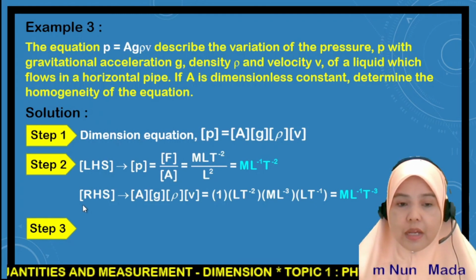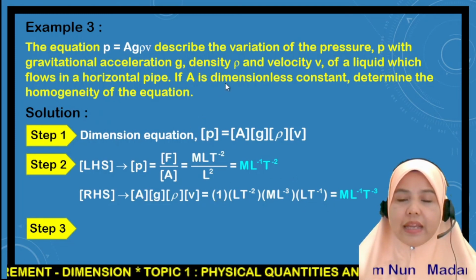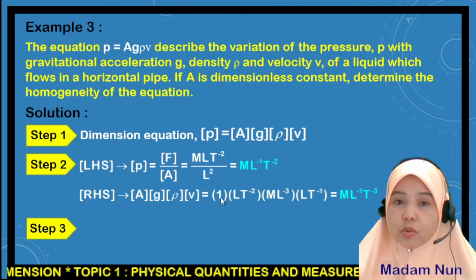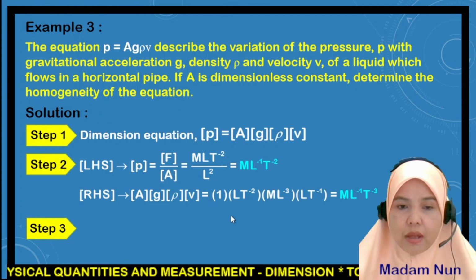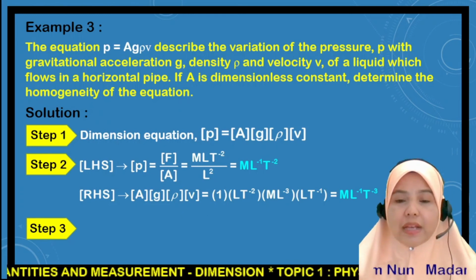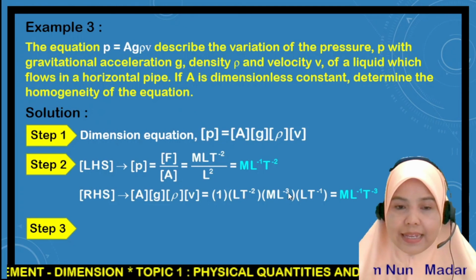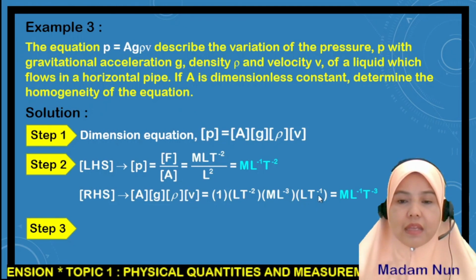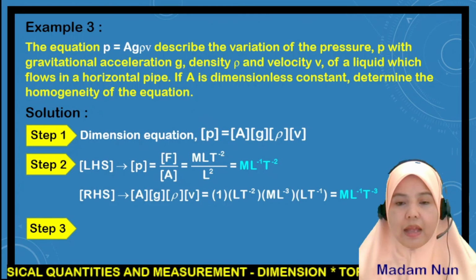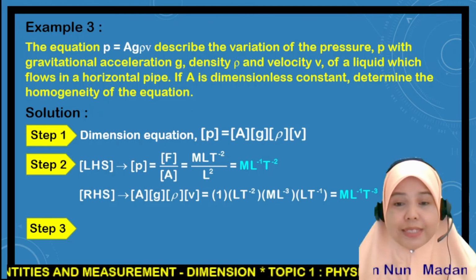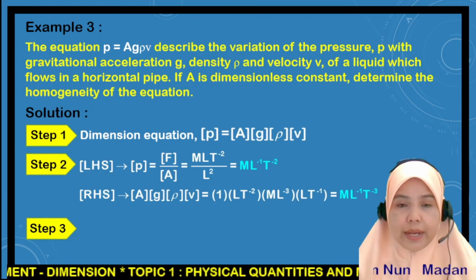Okay, at the right hand side, because we have a, g, ρ, and v, we will do it like this. For a, it is stated that a is a dimensionless constant, so it is equal to 1. For g, gravitational acceleration, the dimension is LT^-2. For ρ, the density, which is mass per unit volume, the dimension is ML^-3, and the dimension for velocity v is LT^-1. So we separate the dimension for each term using parentheses. And then when you solve all these dimensions, you will get that the dimension at the right hand side of the equation is equal to ML^-1T^-3.